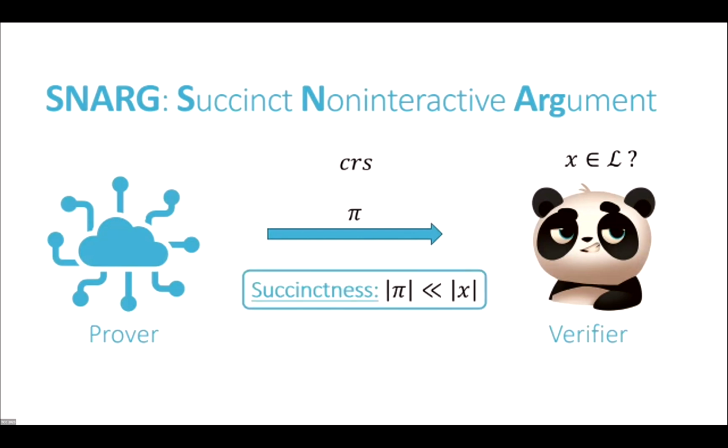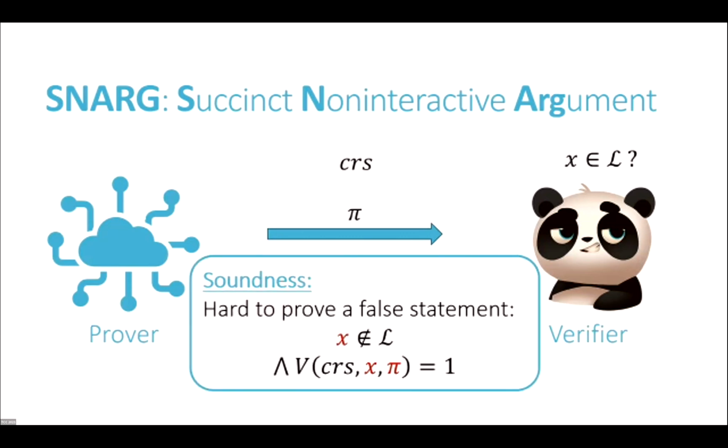Typically, it's polylogarithmic in the input size, and it should be much easier to verify than it is to decide whether X is in the language or not. Now, the soundness of this scheme is computational, meaning it's hard to prove a false statement, to find an input X which is not in the language, and a proof pi that nonetheless makes the verifier accept.